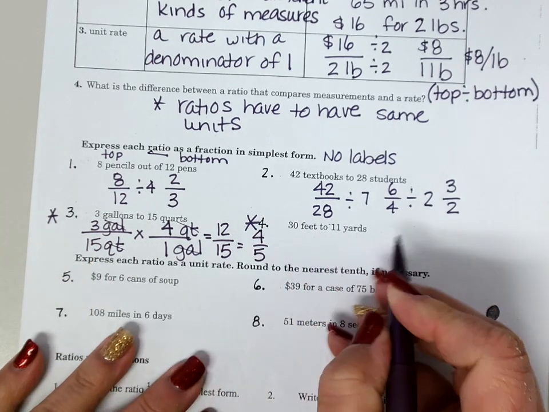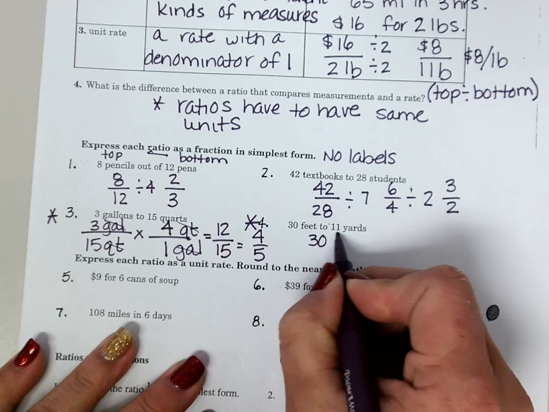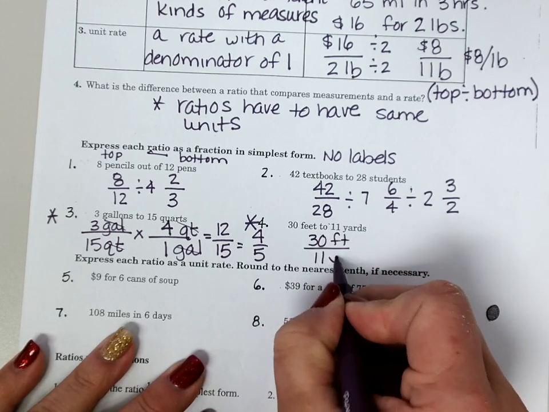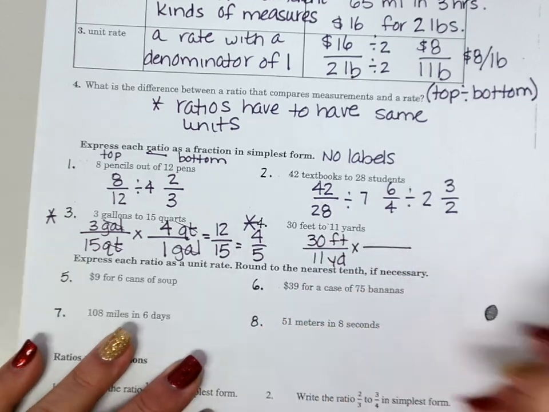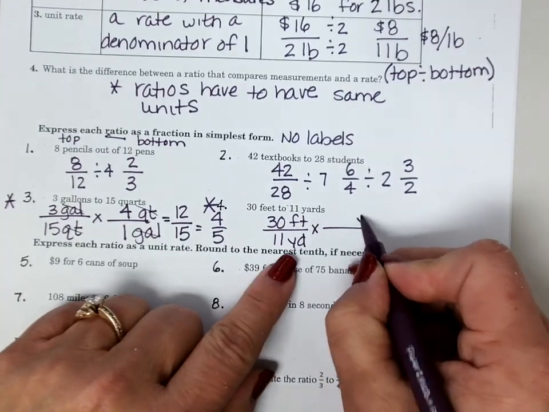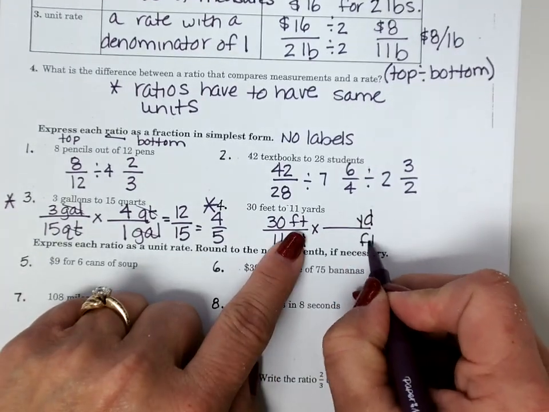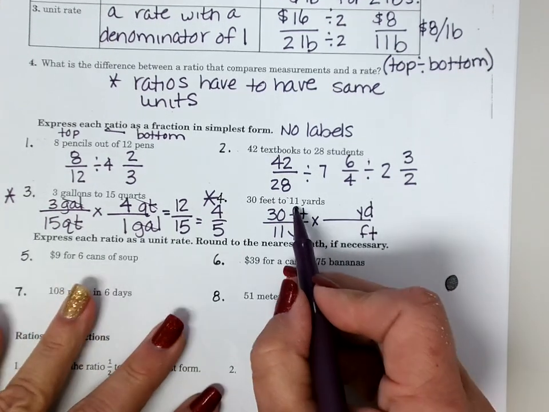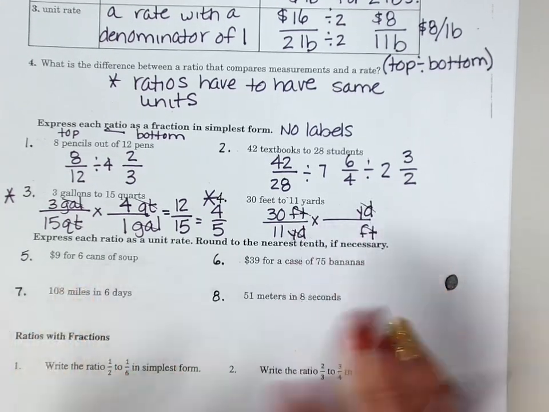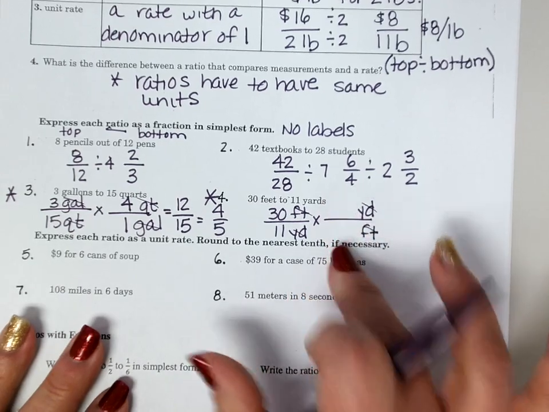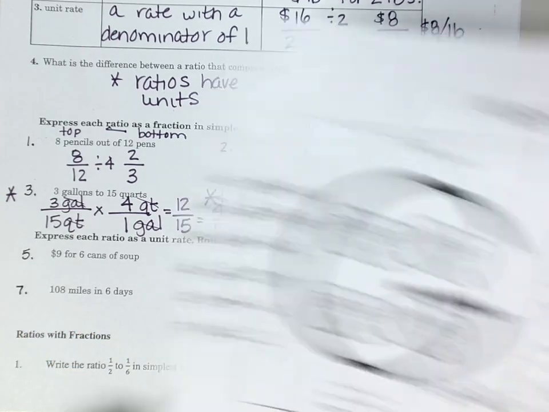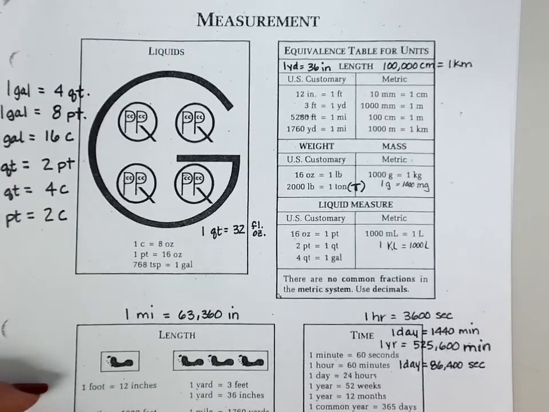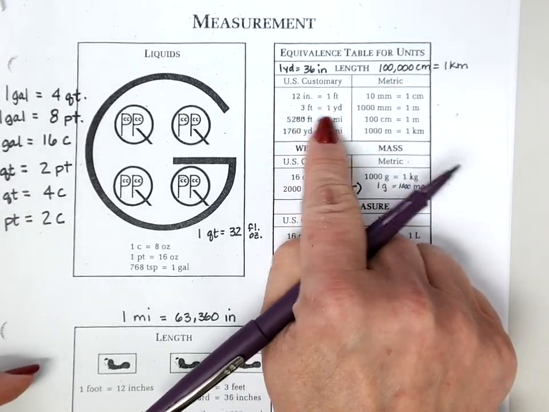I've got 30 feet to 11 yards. So I got 30 feet, 11 yards. They have to cancel out those units. I can't have different units. So I'm going to put the yards up here and the feet down here. And this will help us with our dimensional analysis in a bit too, with crossing out units. The units will all cancel out. But I do need to know my yard to foot ratio. You should know this one in your head, but if you don't, it's 3 feet to 1 yard.